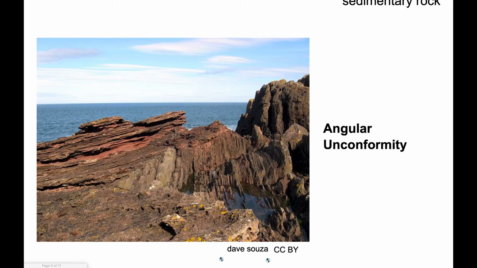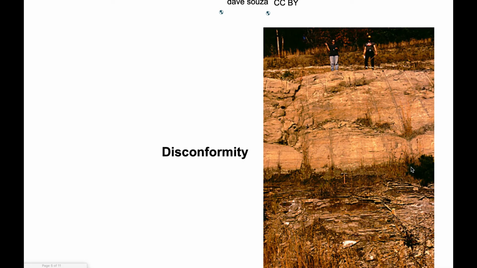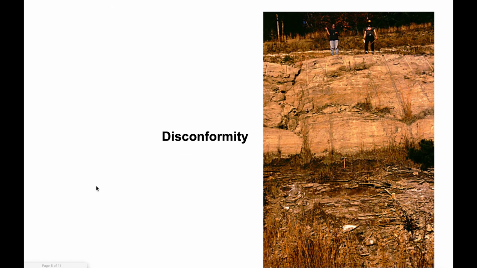Here's an example of an angular unconformity. Here you can see older rock at an angle, an obvious erosional surface, and then some horizontal layers of sedimentary rock on top. Here's a picture of a disconformity. Here we have some nice horizontal layers of old sedimentary rock. We have an erosional surface here, and then we have new sedimentary rock laid down on top.